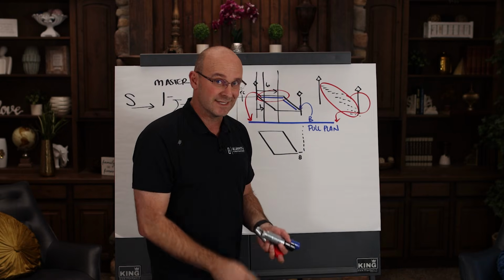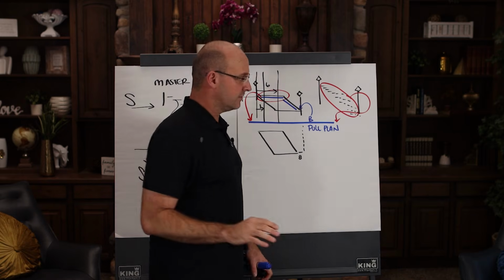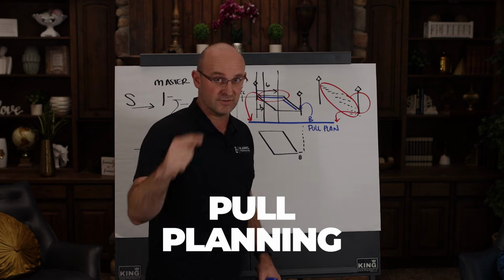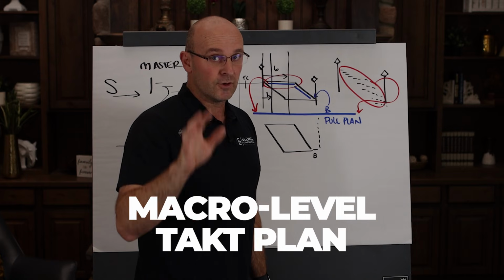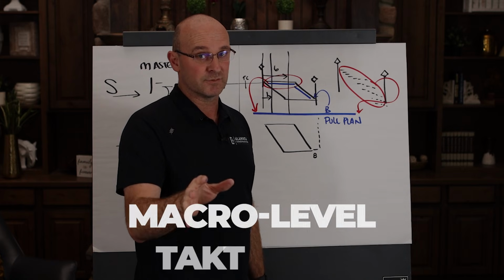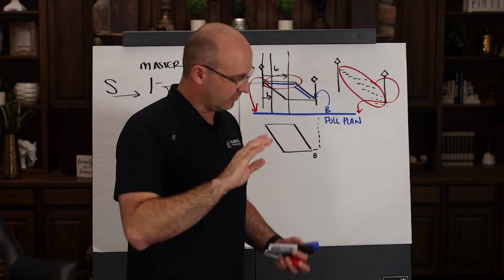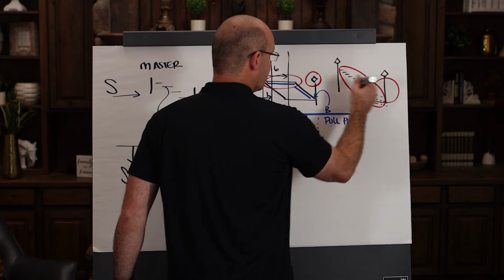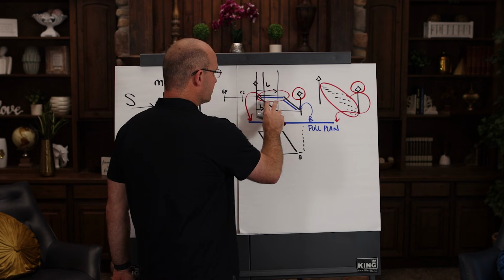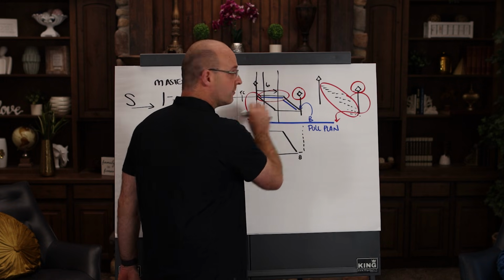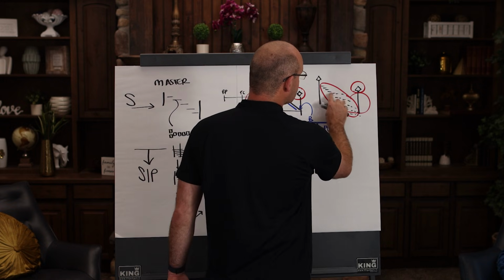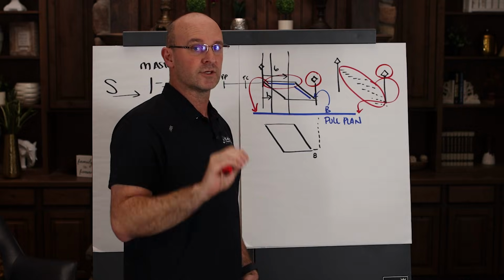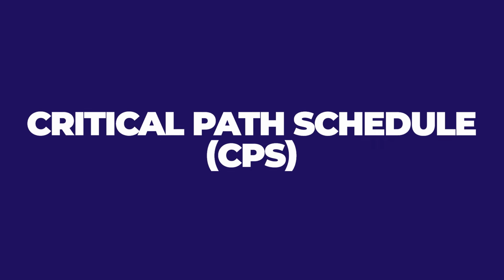So my point is this, and I want to be very, very specific about this. We'll do pull planning in the next video, but for the macro-level takt plan inside the Last Planner System, you must have, oh, this is so good. I hope you love this video. You must have the milestone, and you must be able to reference the original sequence in one zone from the takt plan, or the sequence inside the work breakdown structure from your CPS, your critical path schedule.